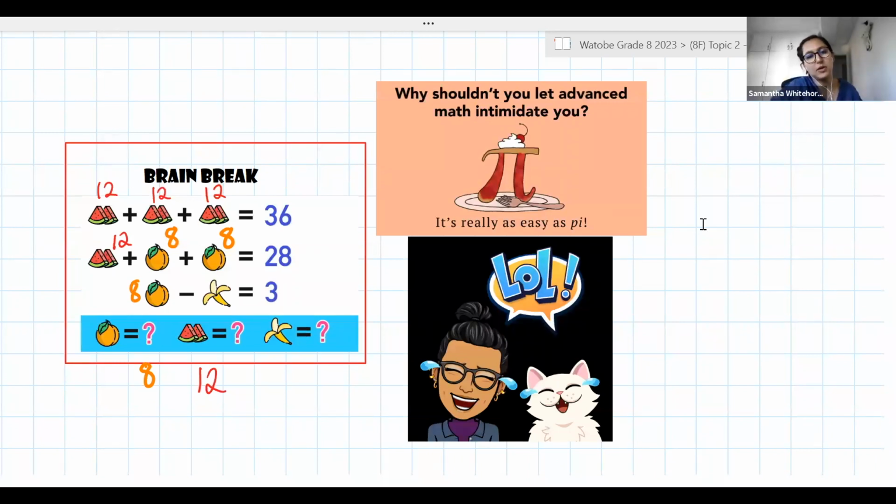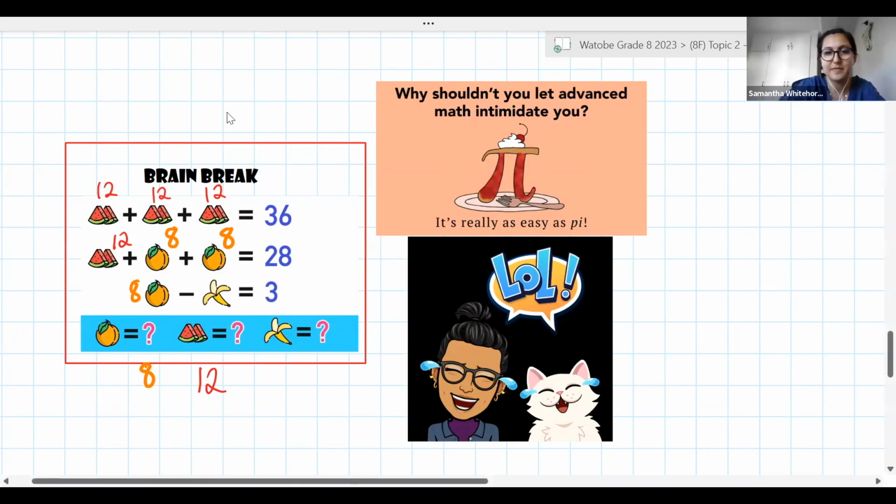Blessing, do you want to try the banana? Yes, ma'am. It's 5 minus 2 is equal to 3. Okay, so remember the orange is 8 though. So 8 minus what will give us 3? What do we have to subtract from 8 to get 3?